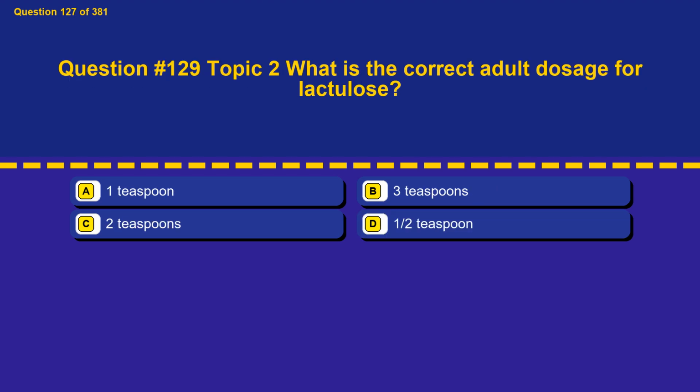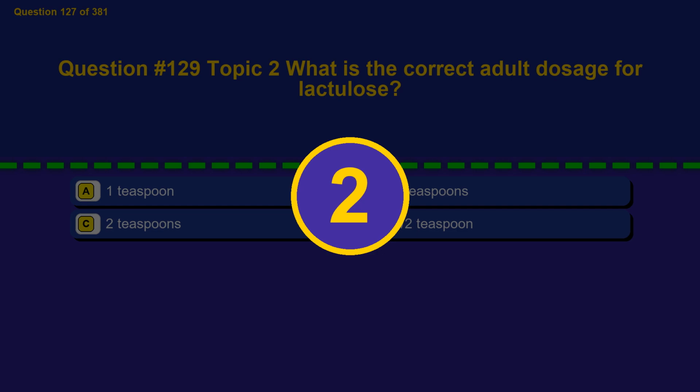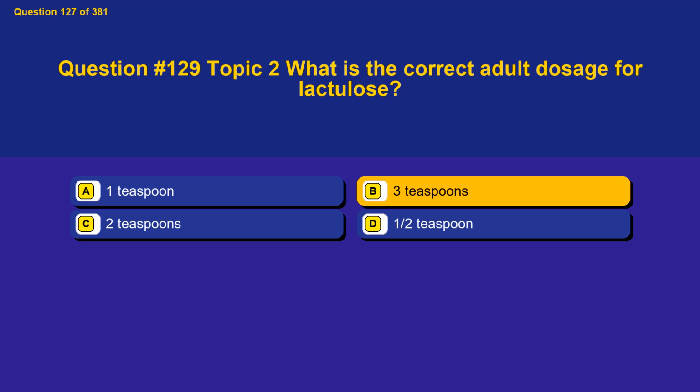Question 127. Topic 2. What is the correct adult dosage for lactulose? Option A, 1 teaspoon. Option B, 3 teaspoons. Option C, 2 teaspoons. Option D, 1/2 teaspoon. The correct answer is option B, 3 teaspoons.